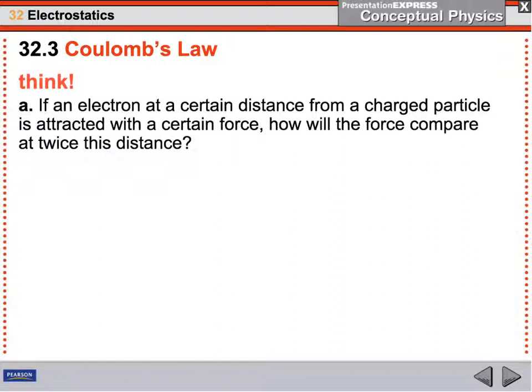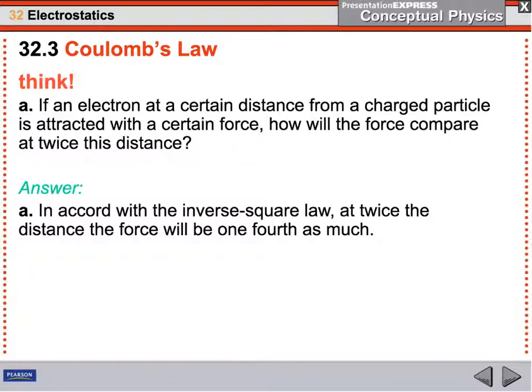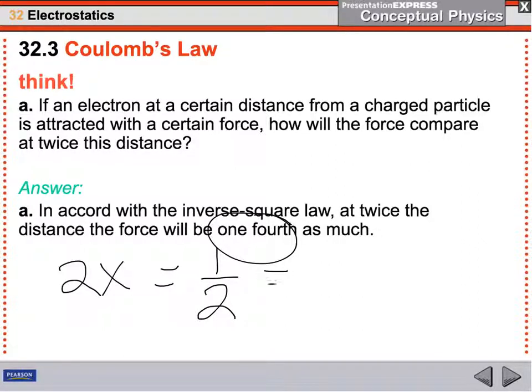If an electron at a certain distance from a charged particle is attracted with a certain force, how will the force compare at twice the distance? According to the inverse square law, at twice the distance, the force will be 1/4 as much. Remember our inverse square law? If you're 2 times as far away, you invert it, you get 1/2, and then you square it, 1/4.